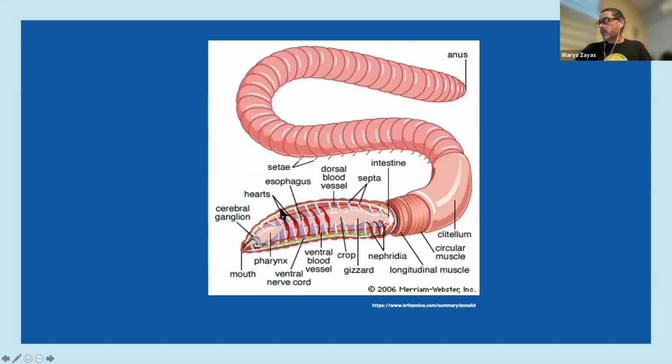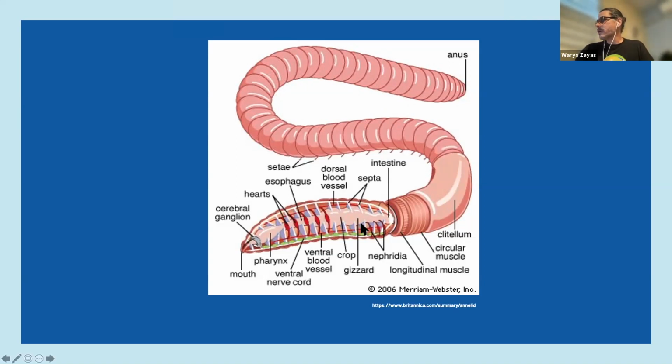If we look here at the hearts, several are identified. Many times they have more than two: a main heart and some accessory hearts to help maintain that pressure along the body of the organism. Another really important thing is that these animals are machines made to eat and process what they eat. That's the reason why they are so useful to produce vermicompost, right?